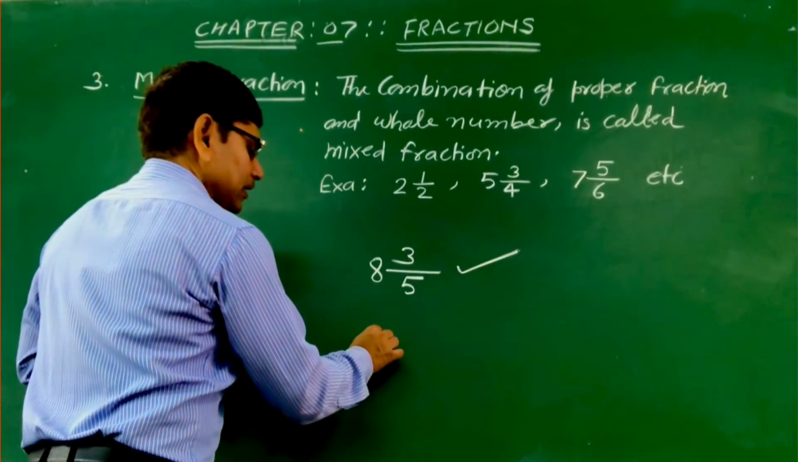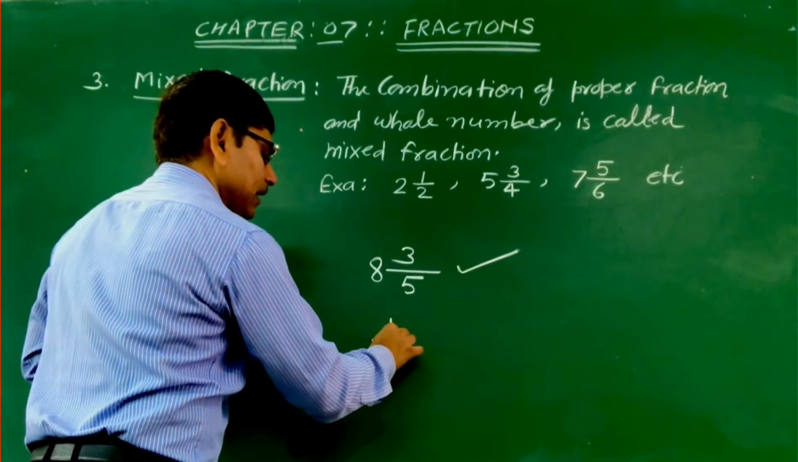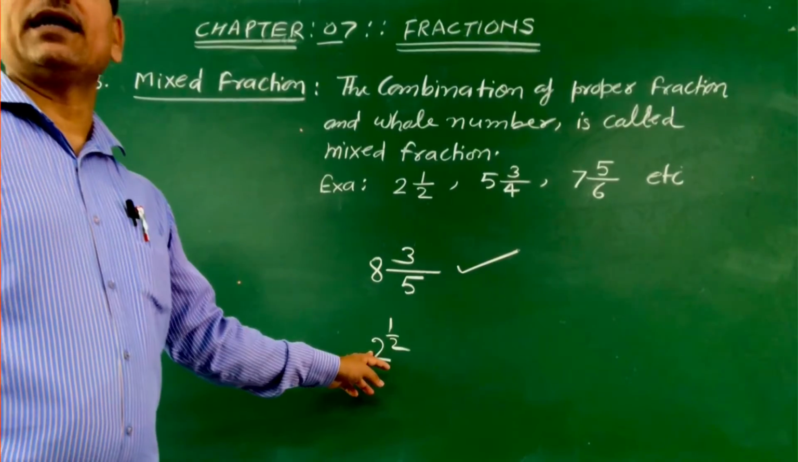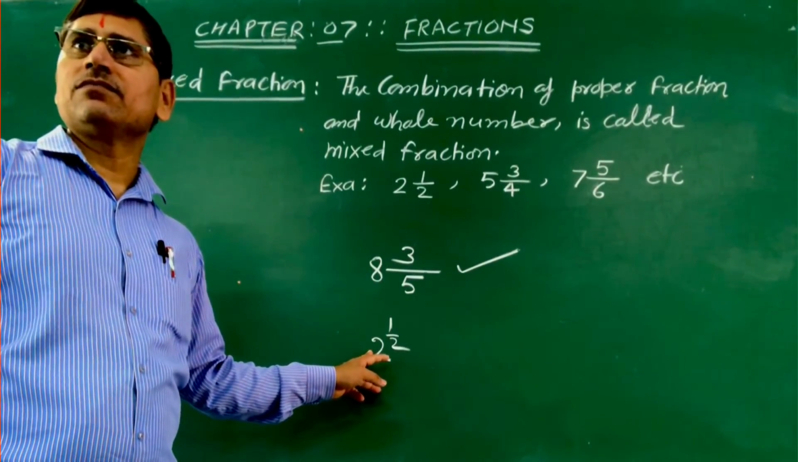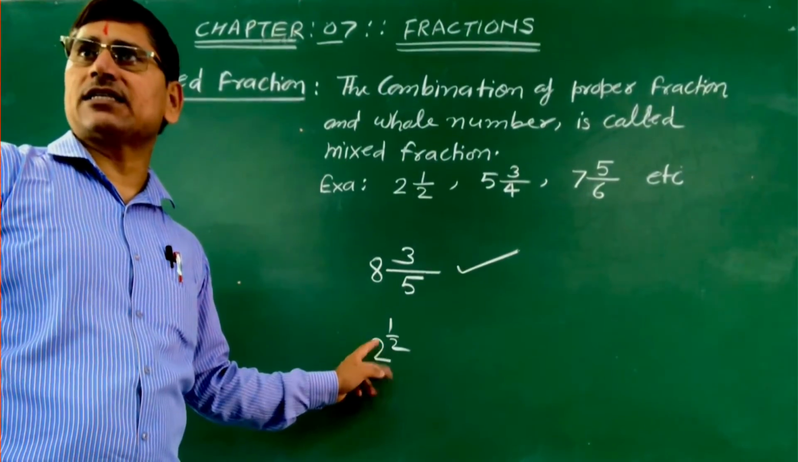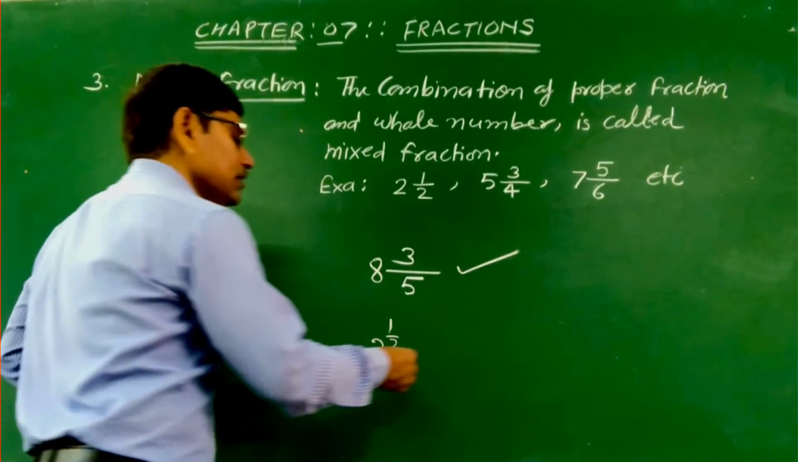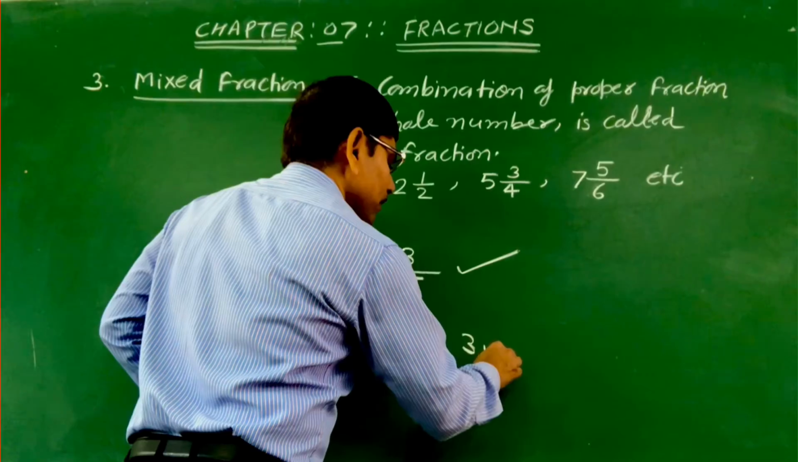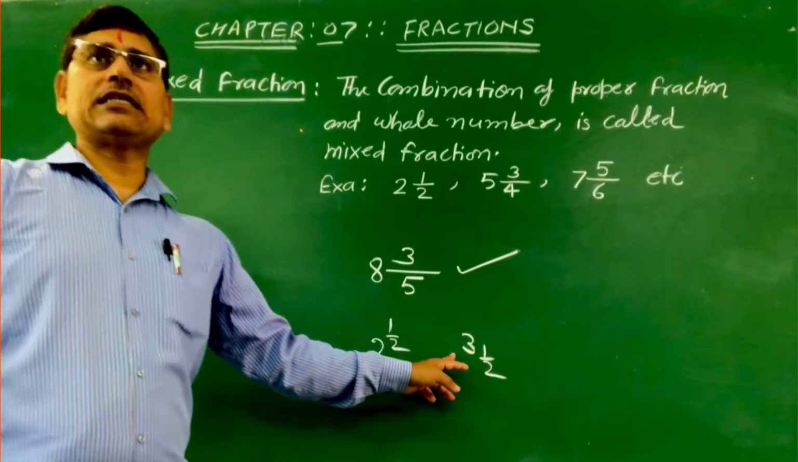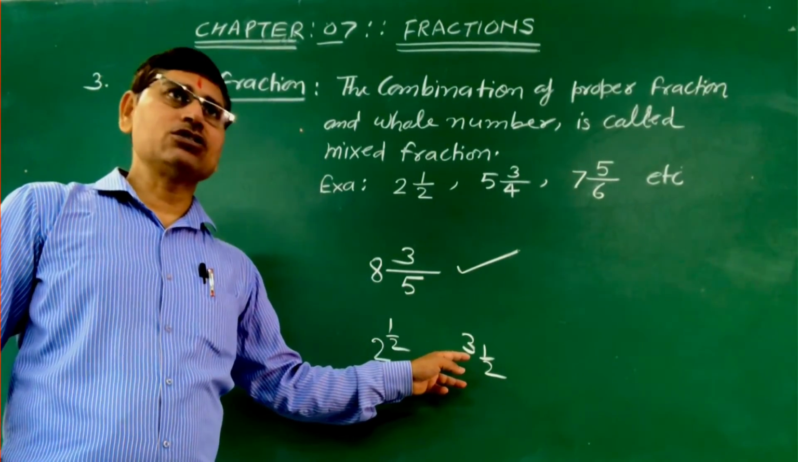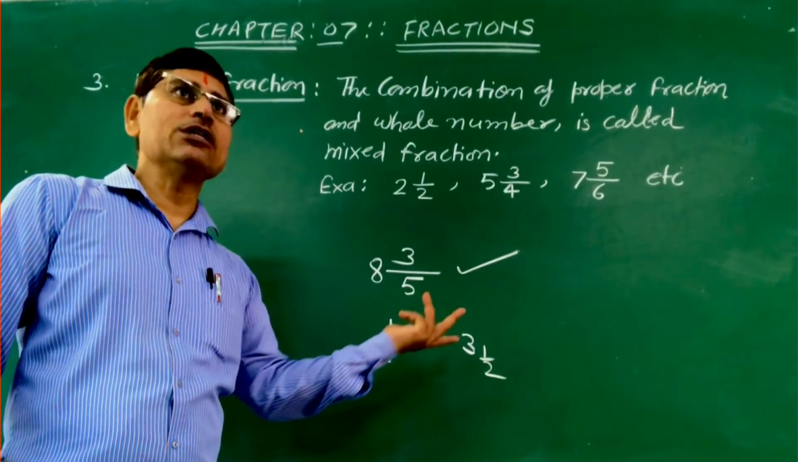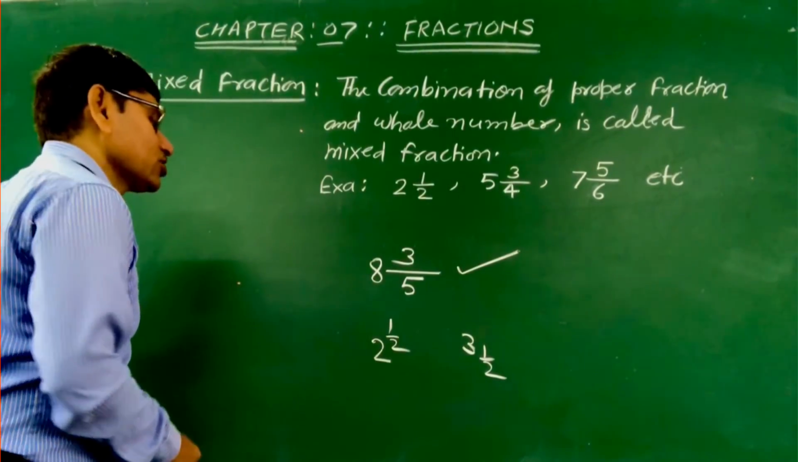But here if you write 2 and 1 by 2, this is a wrong method to write a mixed fraction. This is not a mixed fraction. Totally this is wrong. Otherwise, if you write 3 and 1 by 2, so this is once again very wrong. This is not a mixed fraction. Then what is the mixed fraction? Mixed fraction is just like that.